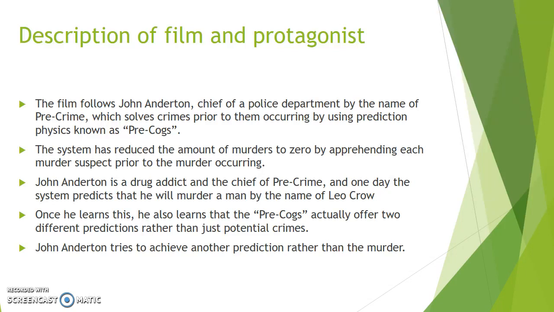is Pre-Crime, and it has these precogs, these psychic predictors who predict murders and eventual crimes that will occur, and they apprehend the suspects before they can actually go out and commit their offenses. It's fairly interesting how it works, and it's been very effective. In fact, it has reduced the amount of murders that have occurred in Washington D.C. to 0.